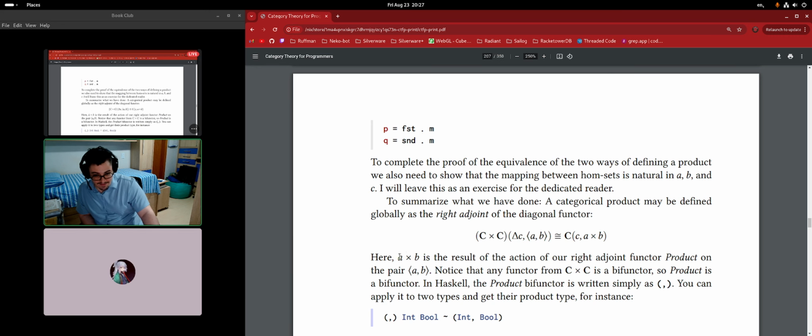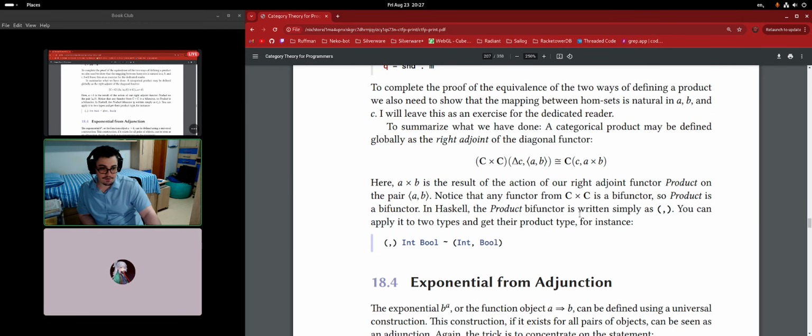So the product is the result of the action of our right adjoint functor product on the pair. Even the book is using it. Notice that any functor CC is, well, that needs to be the case. So product is a bifunctor. In Haskell, the product bifunctor is written as just tuple. You can apply these two types, and that's not a big deal.